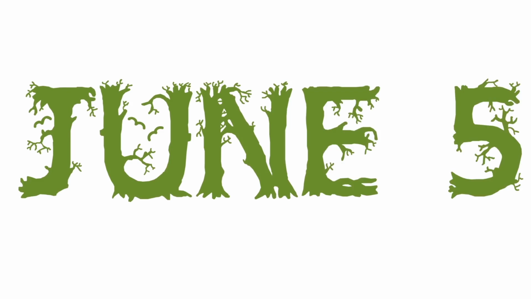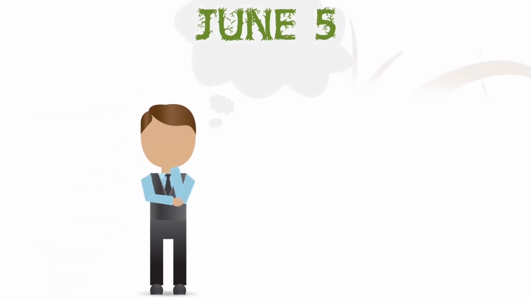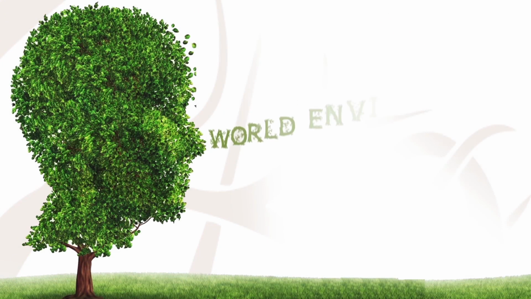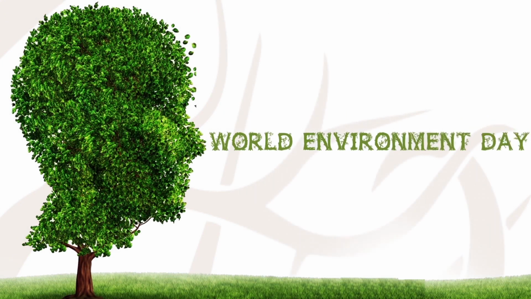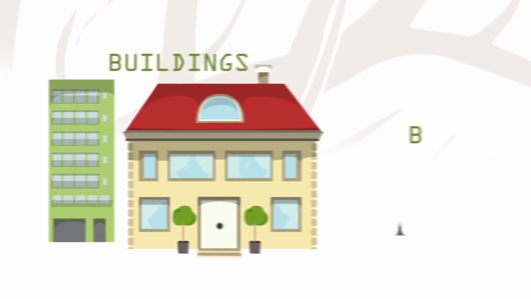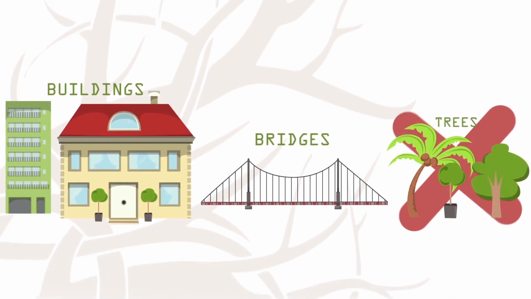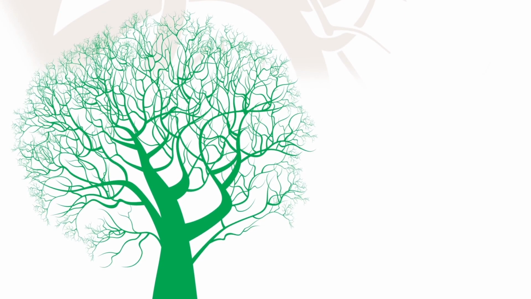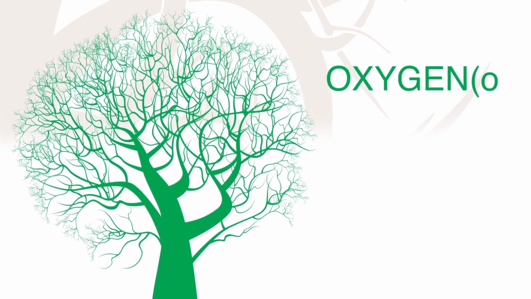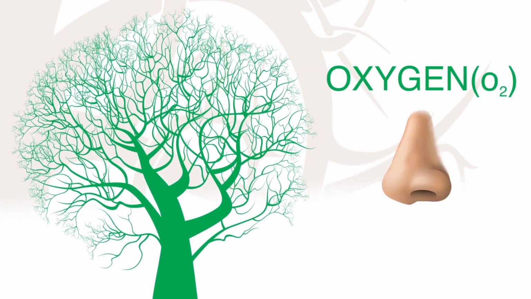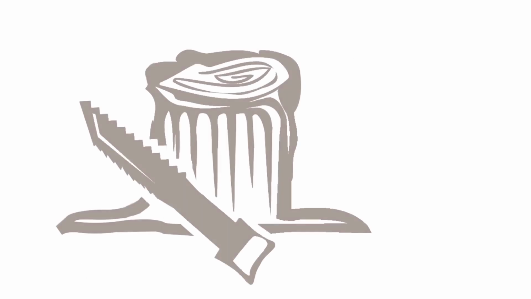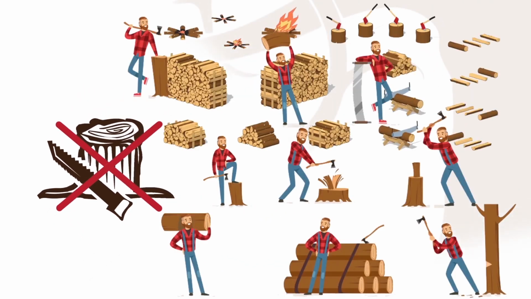June 5. How many of us know the importance of this date? June 5 is World Environment Day. We're only raising buildings and bridges, but not trees. Despite the fact that the trees are the source of the oxygen we breathe, we don't bother. Why? Why such an act of negligence towards our planet and ourselves?